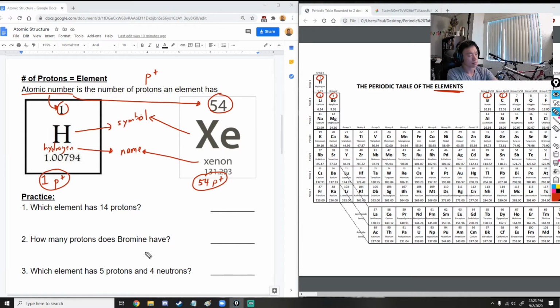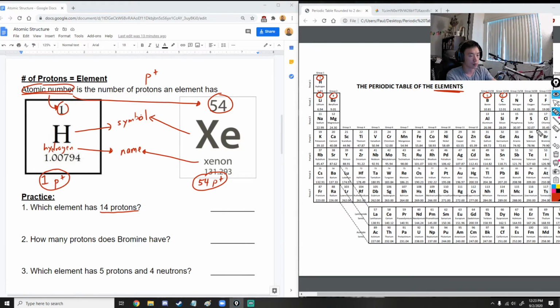All right. So let's go over practice question number 1. And again, I want to encourage you guys to do these practice questions with me. So what element has 14 protons? What we're going to do is look for the element with the atomic number 14, the number 14 on top of its box.